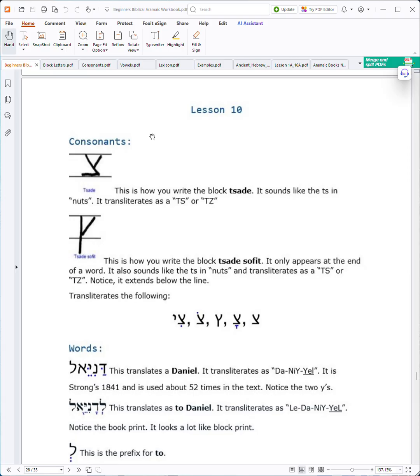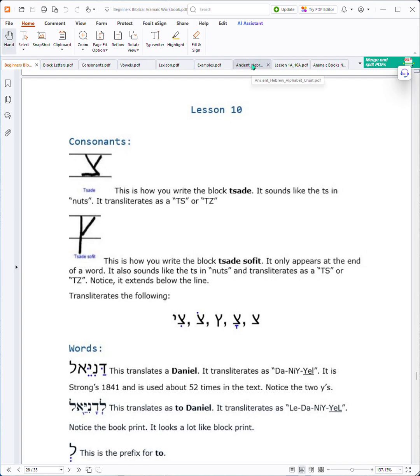Welcome to Lesson 10. The consonant we're covering now is the Sade. This is one of my favorite consonants too. The way you make the Sade is you come down and over and then put this little leg on it. That's the way I do it. So write 5 or more Sades here.